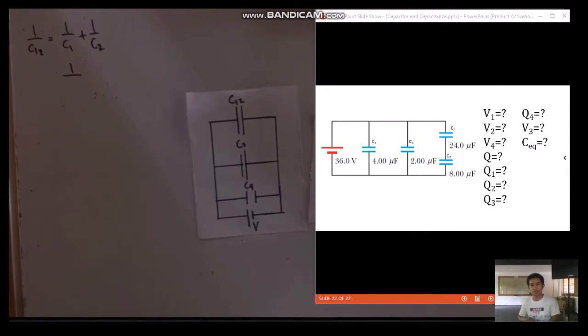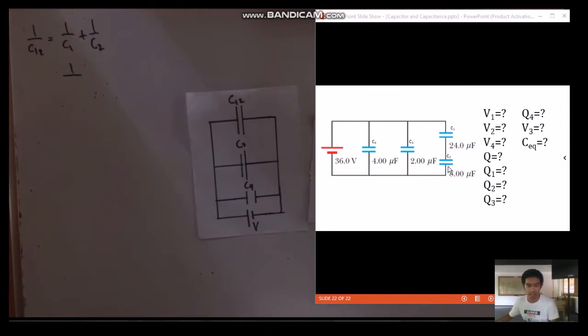Next, example number 2, where there is a complex combination of capacitors. As you can see in the diagram, there are capacitors that are connected in series, and there are capacitors that are connected in parallel. C1 and C2 are connected in series, while C3 and C4 are connected in parallel. And C3 and C4 are connected parallel to the combination of C1 and C2.